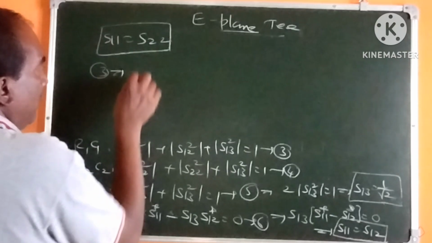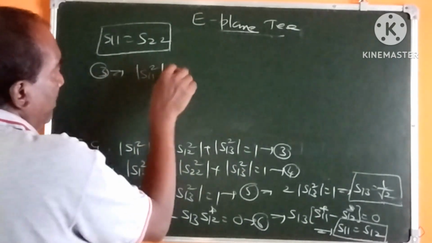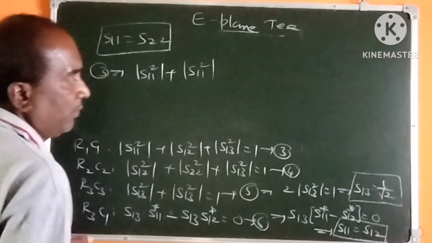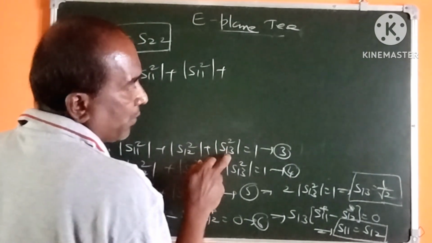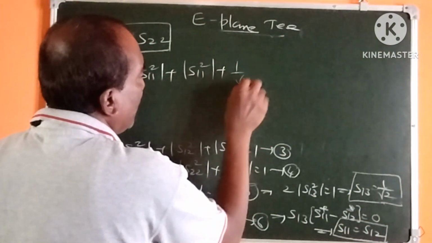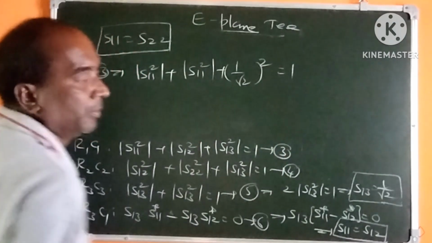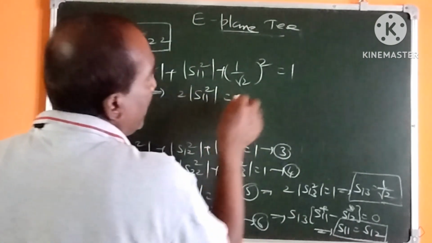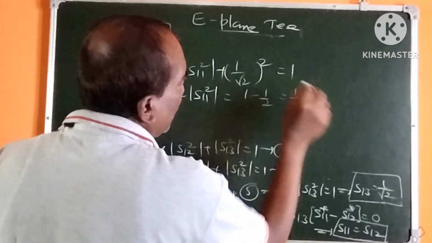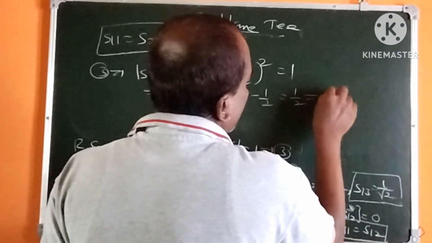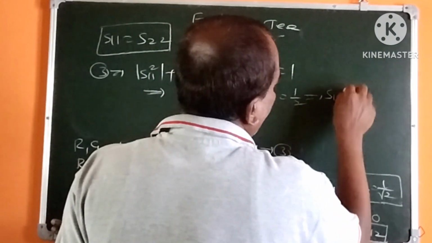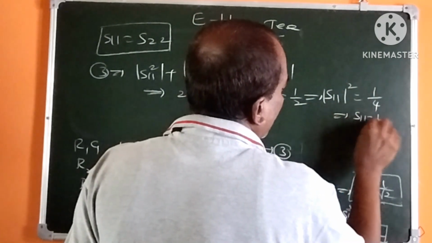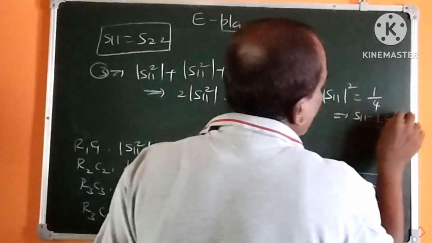Equation 3 implies modulus of S11 square plus modulus of S12 square, and S12 is nothing but S11, plus modulus of S13 square, where S13 equals 1 by root 2, so it is 1 by root 2 whole square, will be equal to 1. So it implies 2 into modulus of S11 square equals 1 minus 1 by 2, which equals 1 by 2. Otherwise, modulus of S11 square equals 1 by 4, so S11 equals 1 by 2, and that will be equal to S22.